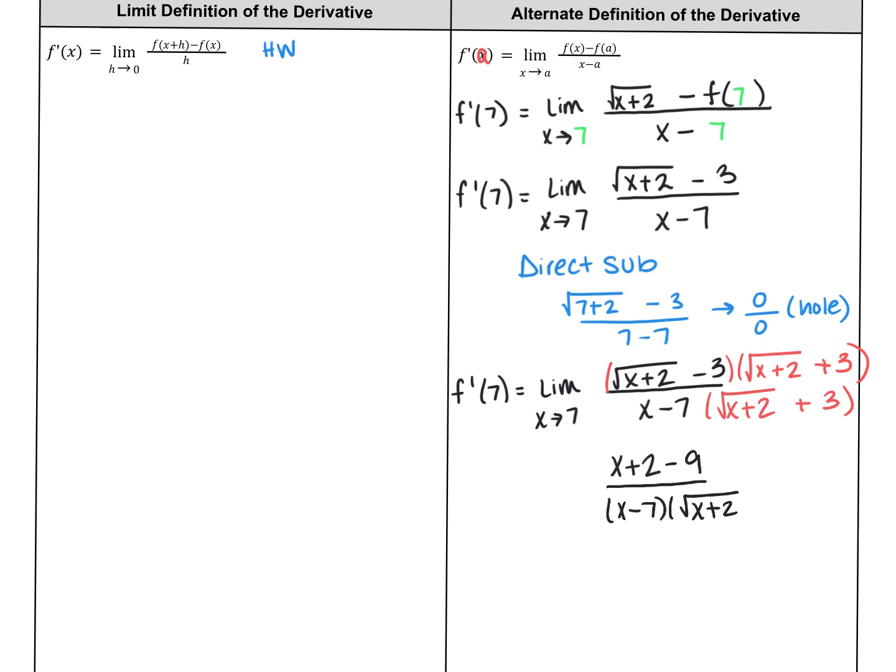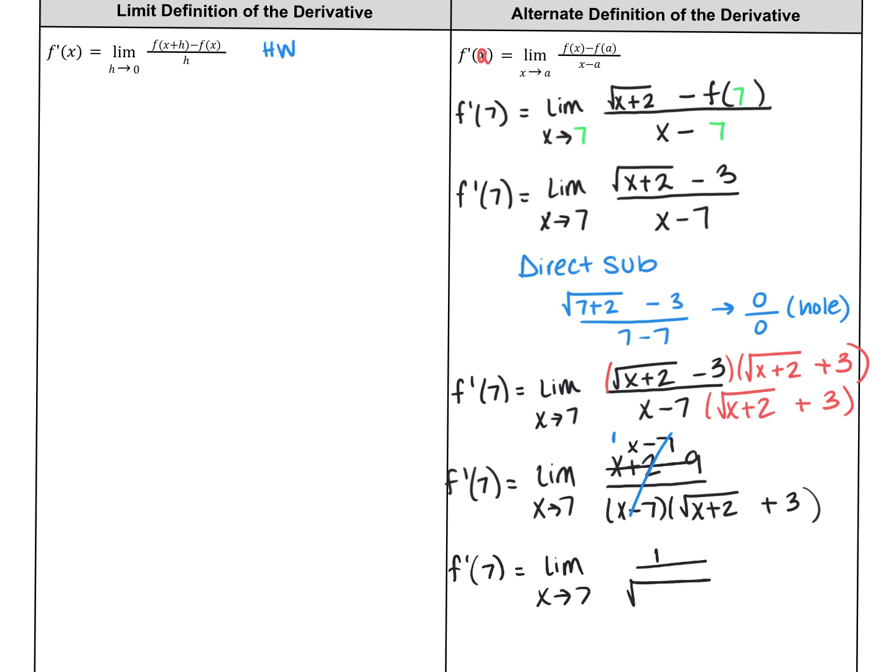And we're bringing down our limit as x approaches 7. And we can quickly decide that 2 minus 9 is negative 7. So we could really make this x minus 7, which you should see cancels with that. Anything divided by itself is 1. So f prime of 7 is the limit as x approaches 7 of 1 over rad x plus 2 plus 3.